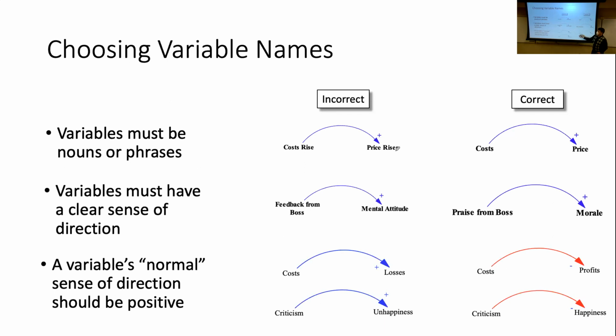And then their normal sense of direction should be positive. So rather than saying as costs increase, so do losses, it's better to say as costs increase, profits decrease. If I have a choice between these two, I like to make the variables always positive and any negative relationships show up in the links. That's just a convention that if we all agree on, then all of our causal loop diagrams tend to agree as we draw them as well.